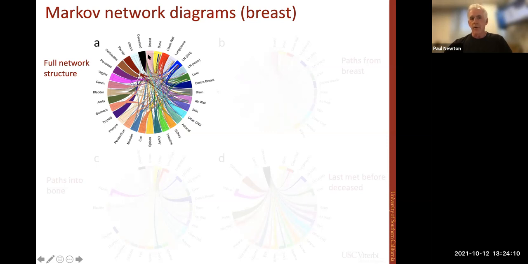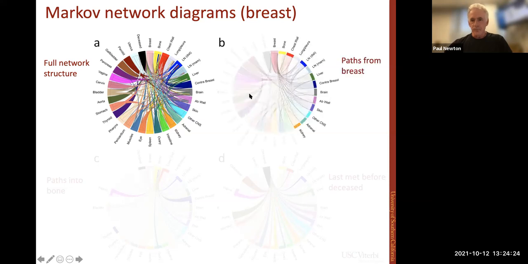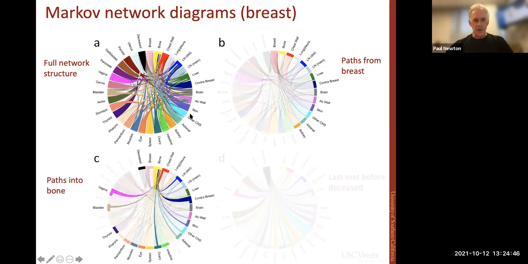The way this software works is that the thickness of these lines is the transition probabilities from outgoing to these various sites. So it's a bit crowded. You can't really see much, but you can ask all kinds of questions on this live website. For example, you can look at just the paths from the breast. This would be the first transition from the primary tumor to the Mets. You can see that these are the first Mets that we have in our data set, from higher probability to lower probability.